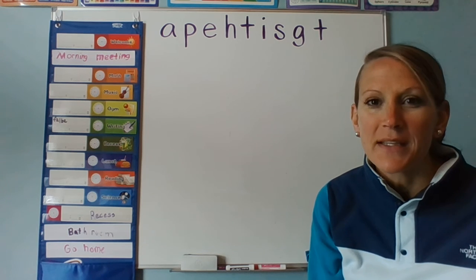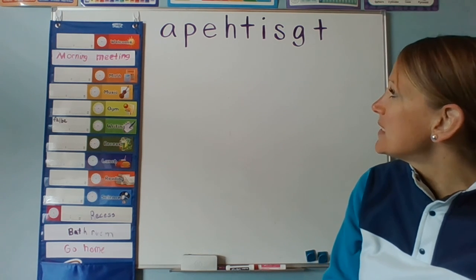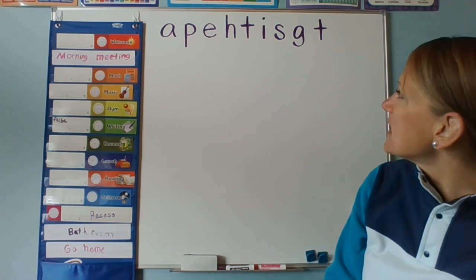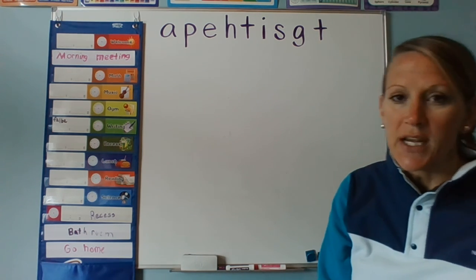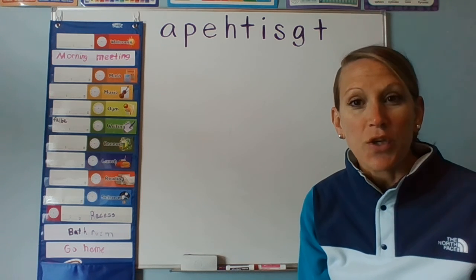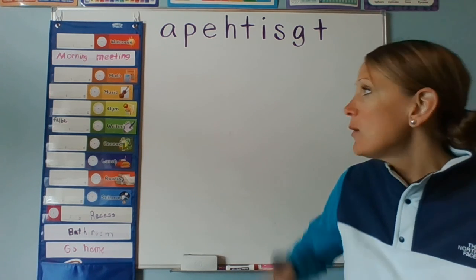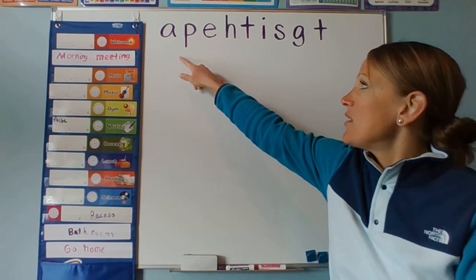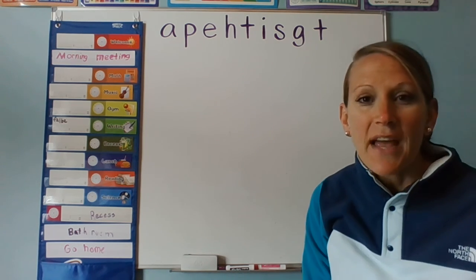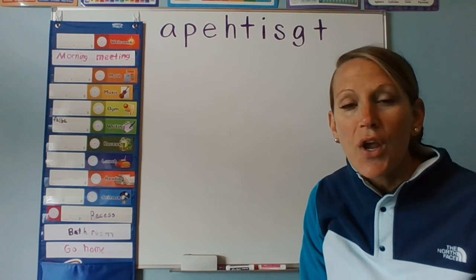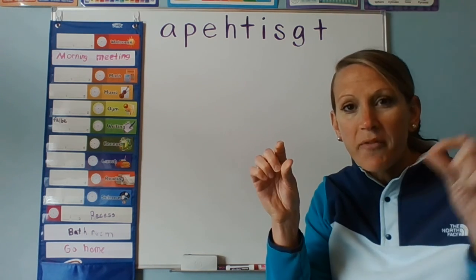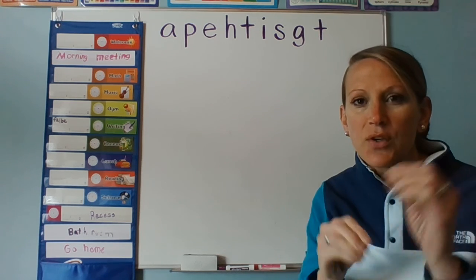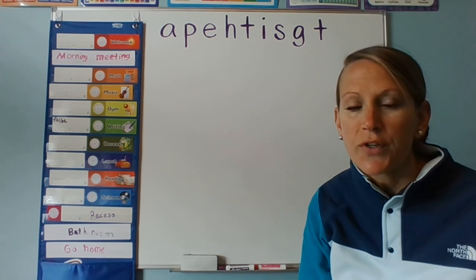So you are going to get to use the letters that you see: A, P, E, H, T, I, S, G, and T. You can use those letters to make as many words as possible on your paper. I would suggest either writing all of these letters at the top of your paper, or you can make a little strip of paper and cut them apart, and then you'll have them to move around to make new words.